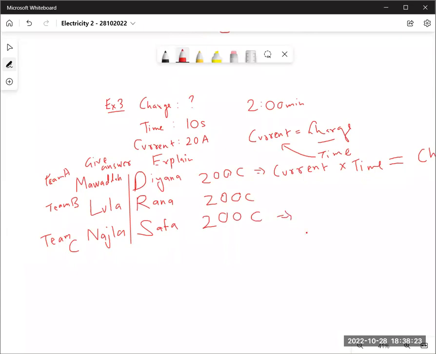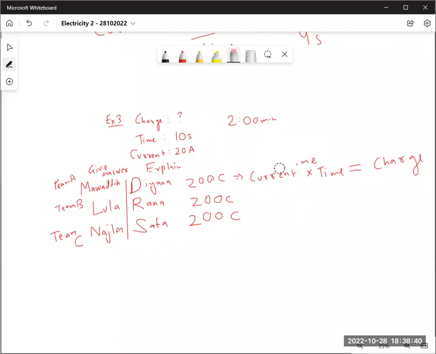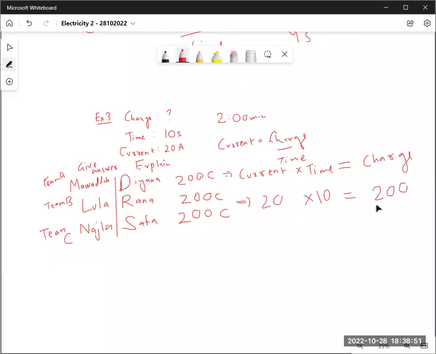We knew the current and time. We didn't know the charge, so we multiply current and time, which is current 20 A into 10 seconds, which gives us 200 C. All right, that's perfect. So current was charge by time, so charge is current into time. Therefore 20 into 10 will give us 200. That's the answer.